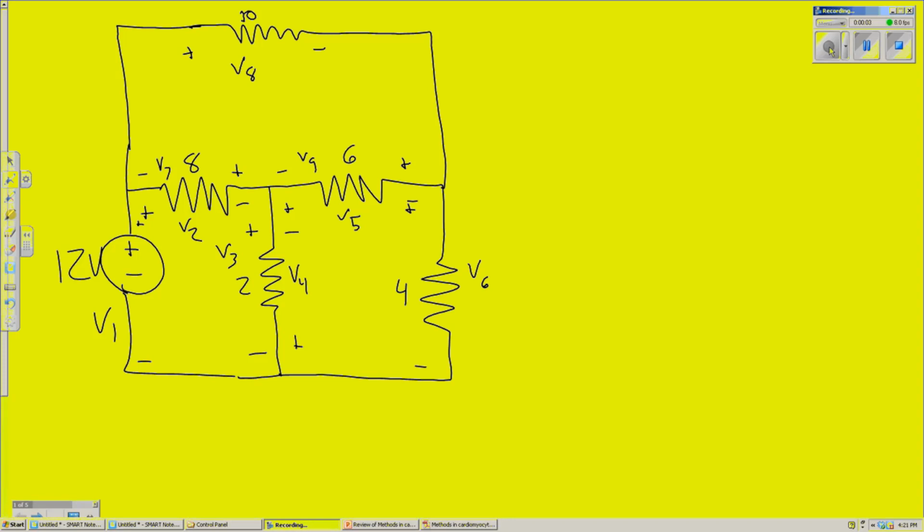Hello! In this video we'll be discussing the mesh current analysis technique, which is the companion tool to the node voltage analysis, where the node voltage used Kirchhoff's current law as the base principle. Mesh current analysis actually uses Kirchhoff's voltage law. And you'll see why here in a minute.